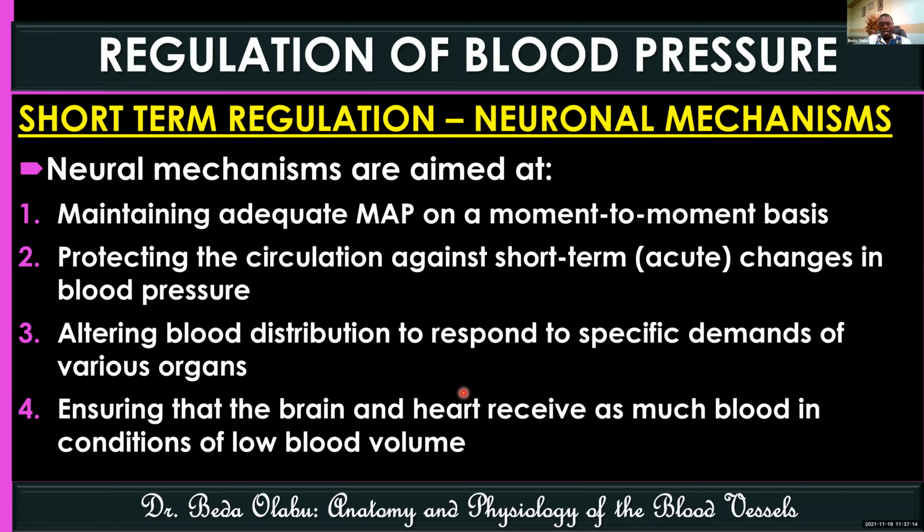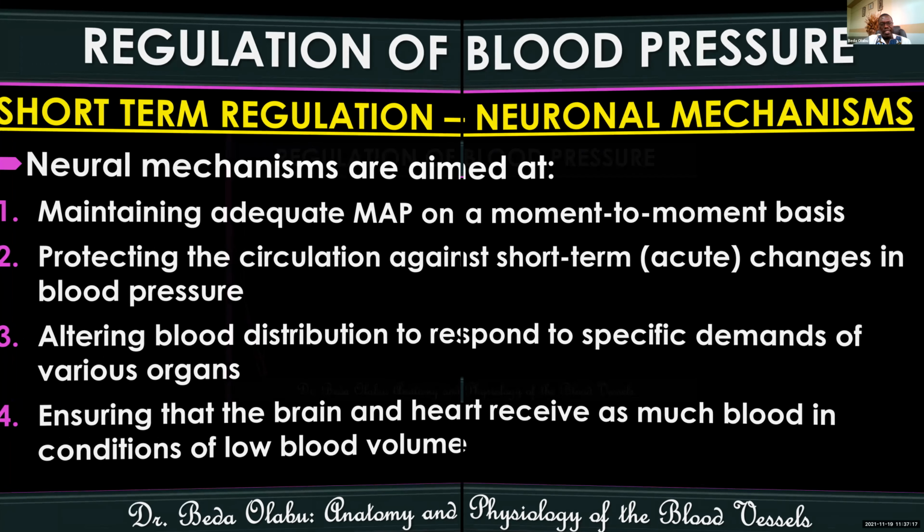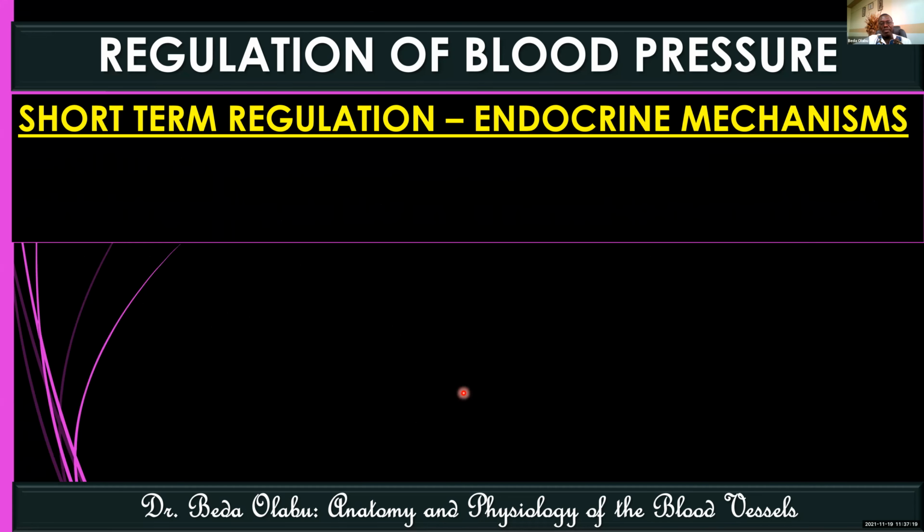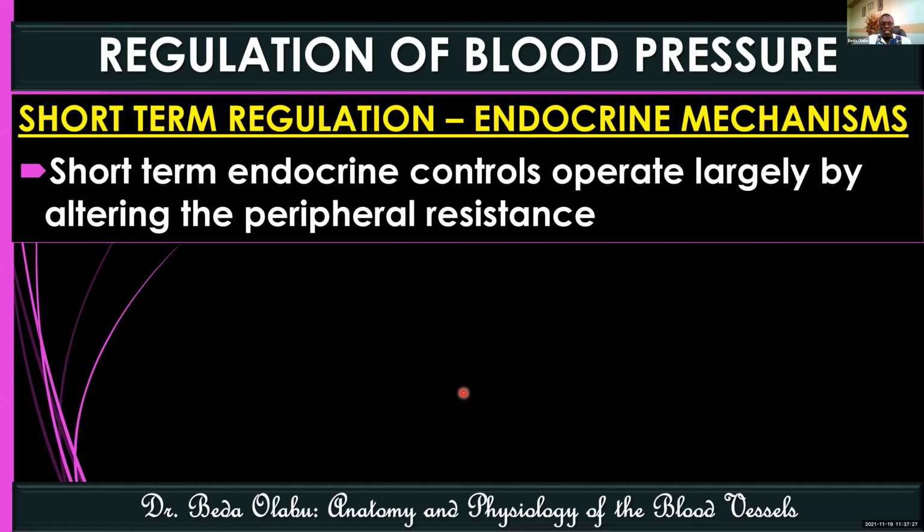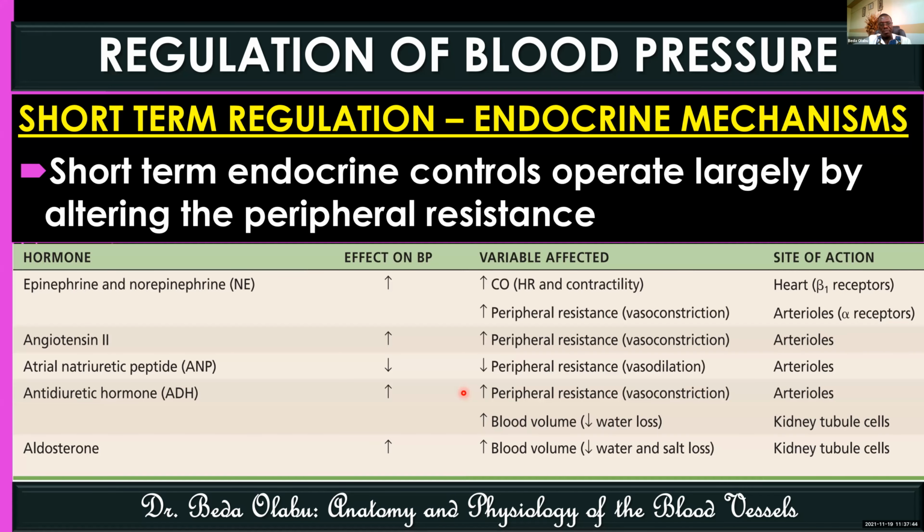Now we can look at the endocrine mechanisms. The endocrine mechanisms, which are short-term. So these rely on hormones that operate largely to control the peripheral resistance, although they can still control the heart, but they're largely affecting the peripheral resistance. Now think about the hormones that control blood pressure. There are many.